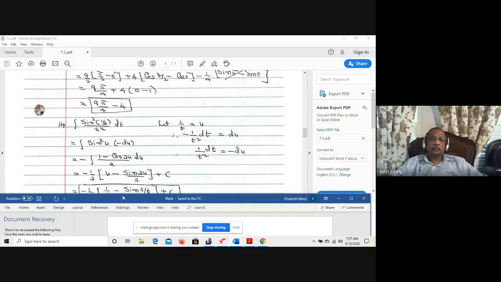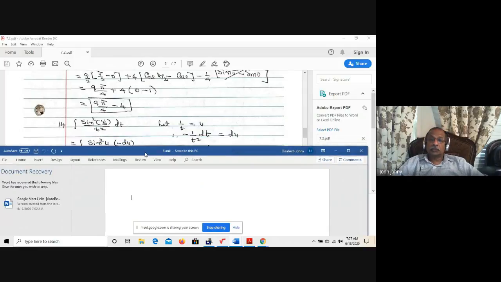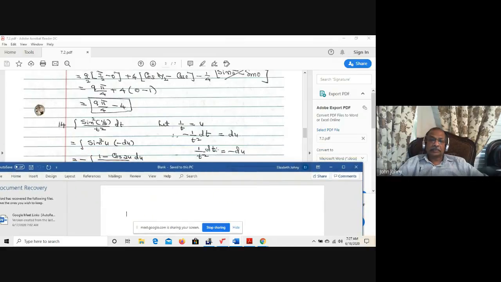Number 14. Integral of sine squared of 1 over t, all divided by t squared, dt. First, you have to use a substitution. Substitution is 1 over t equals u. Therefore, du over dt is negative 1 over t squared, so du is equal to negative 1 over t squared dt. Therefore, 1 over t squared dt is negative du. So this becomes the integral of sine squared u times negative du.